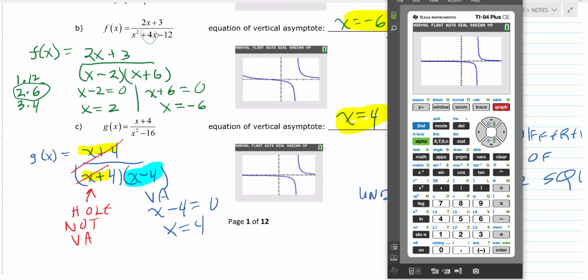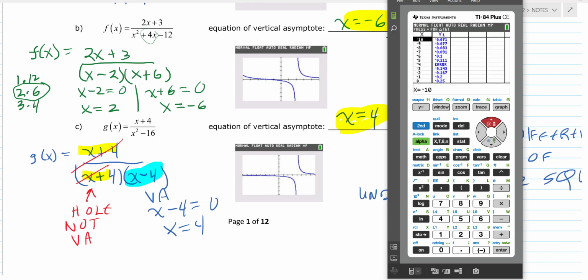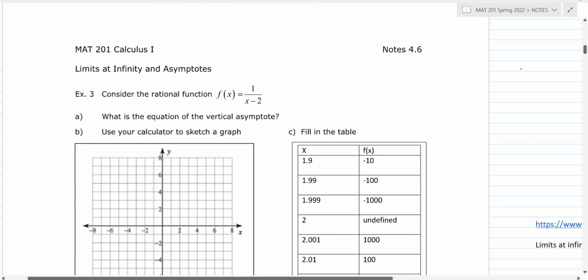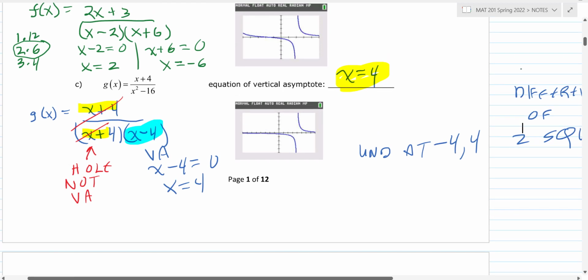And one thing that you can see on here, if I go to my table, you got an error in 2 places. You got an error at negative 4 because the function's undefined, and you got one at 4. So that's your hole. That's your vertical asymptote. The one that cancels out is not the vertical asymptote. So you have to reduce the rational function before you figure out the vertical asymptote.